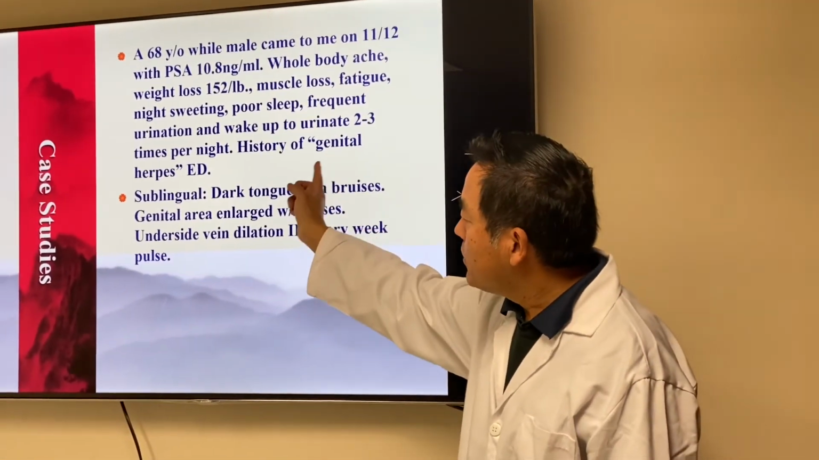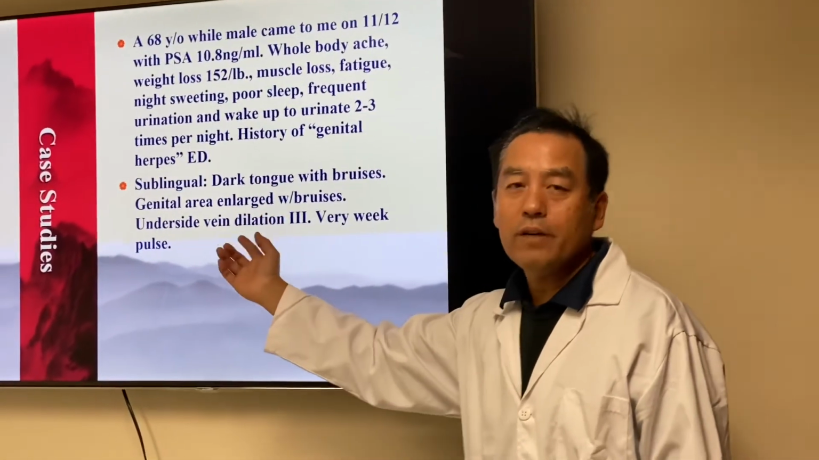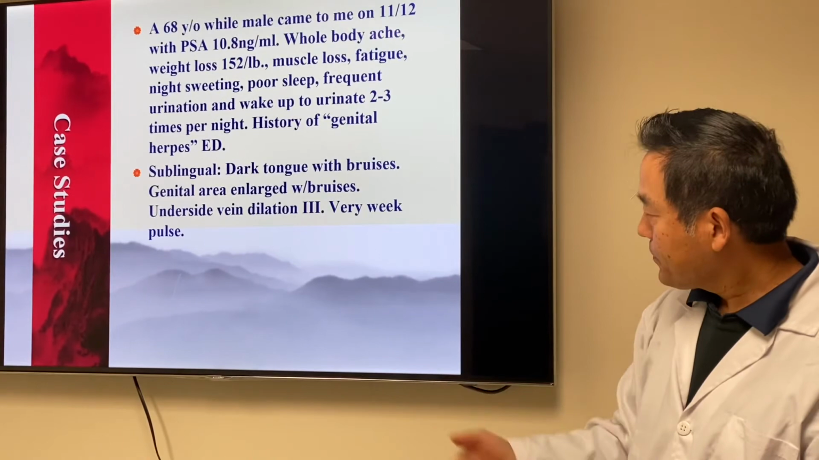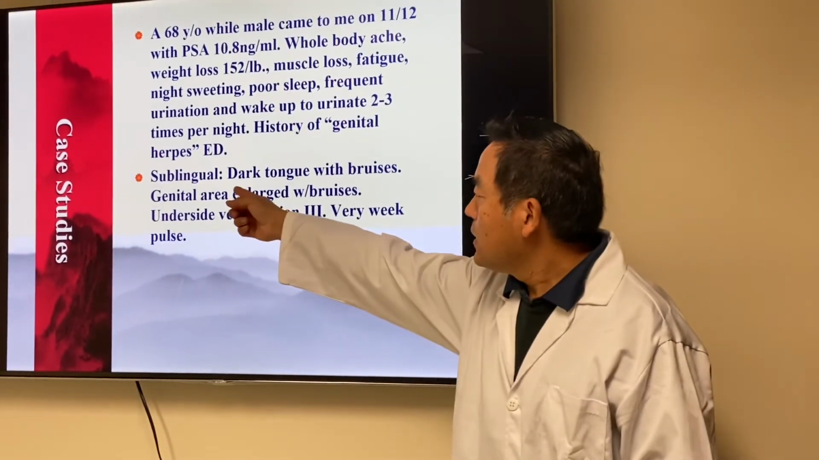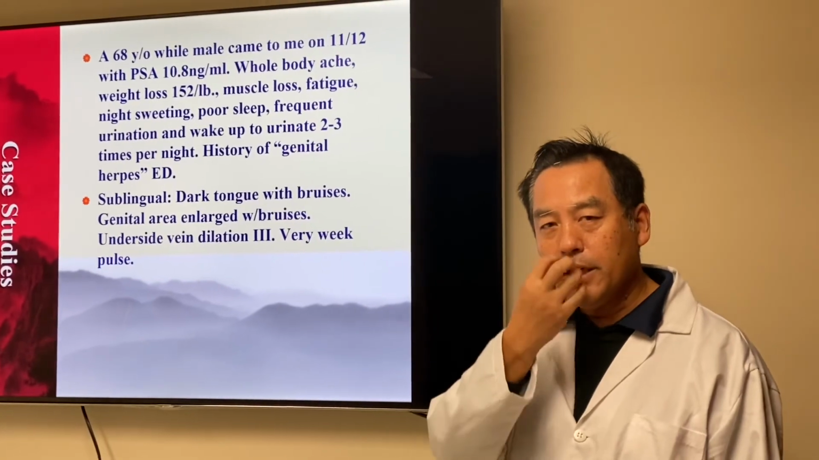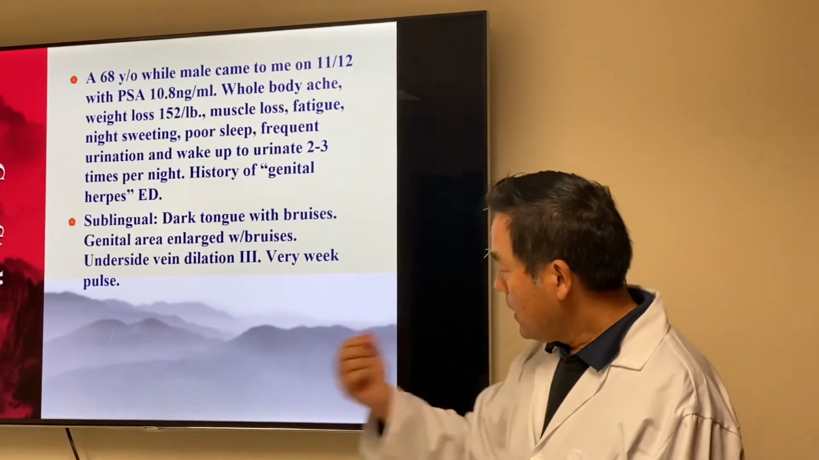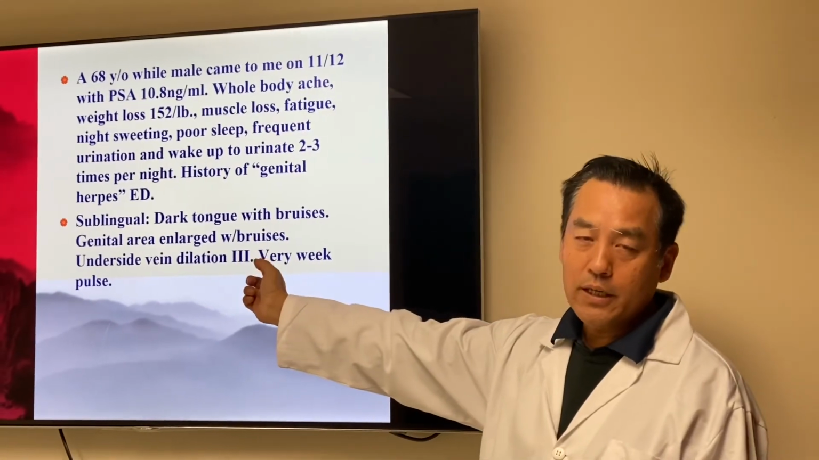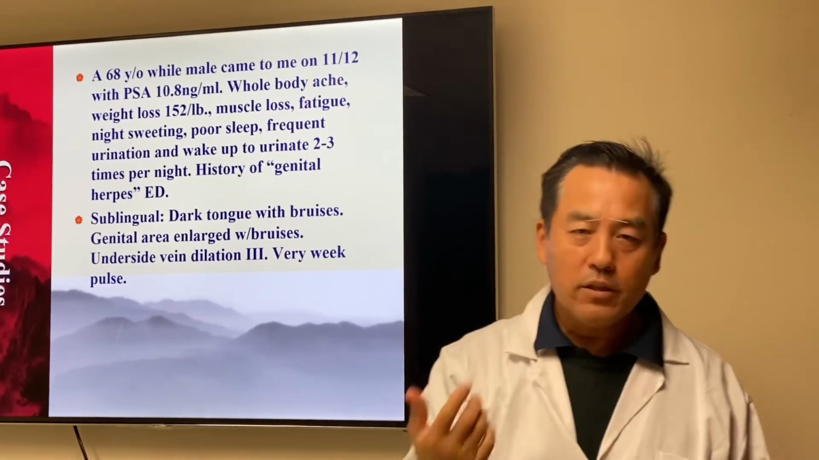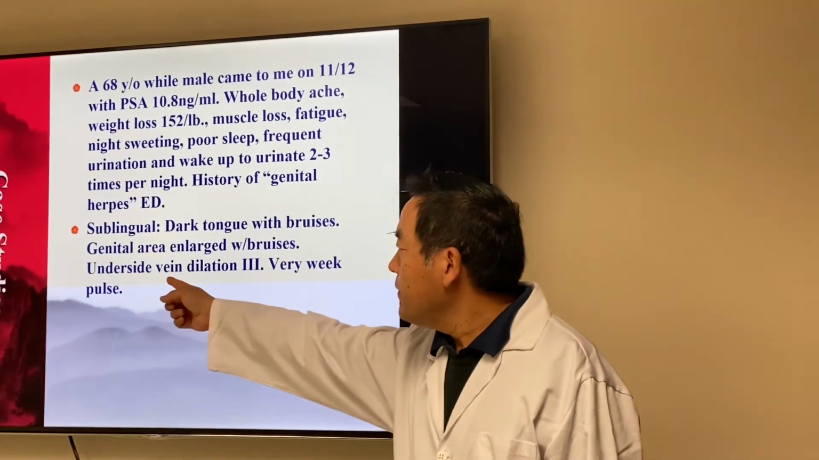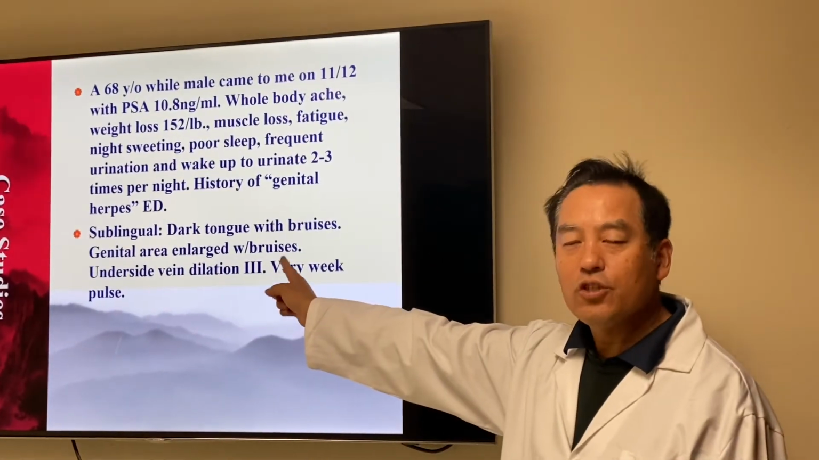History of genital herpes, and the patient also has ED. He cannot have erections. Sublingual was a dark tongue with bruises. You can see the blood leakage in the sublingual, and the genital areas were enlarged with bruises. That usually shows either an enlarged prostate or prostate cancer. That's a sign of it. And underside vein dilation was 3rd degree.